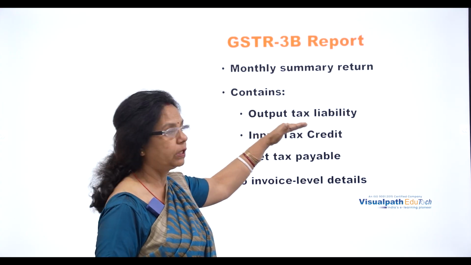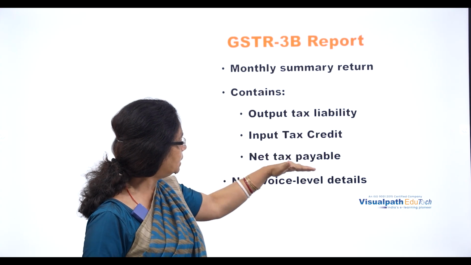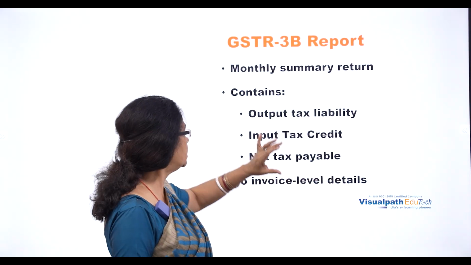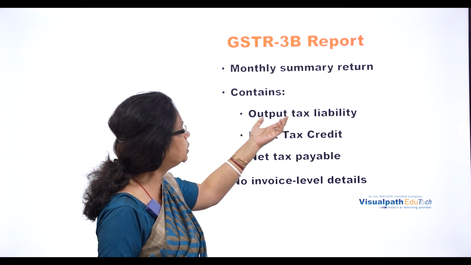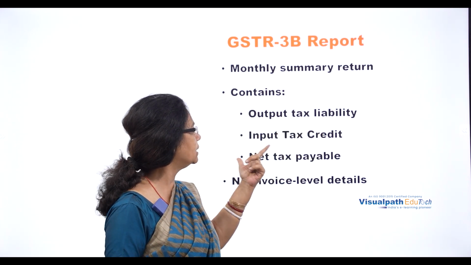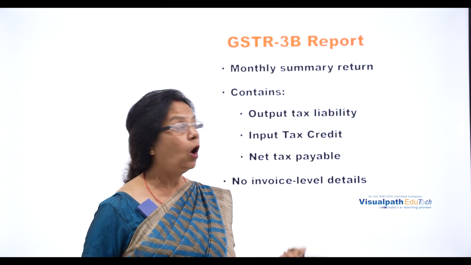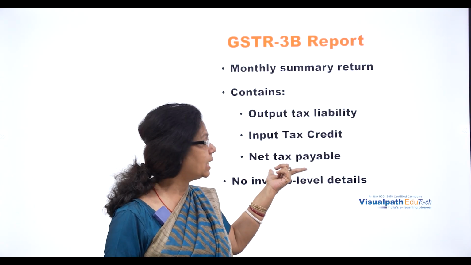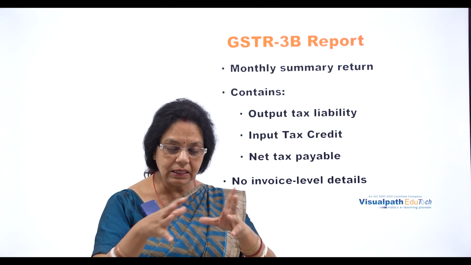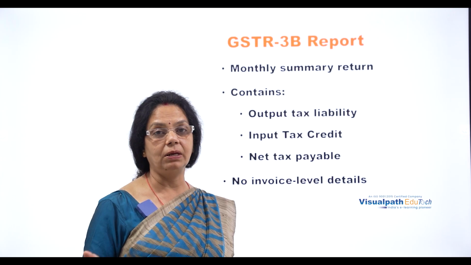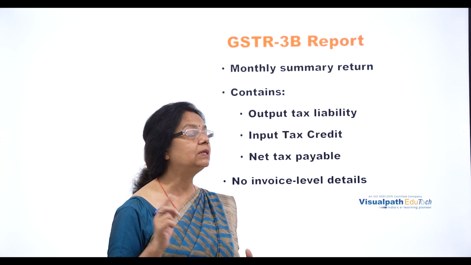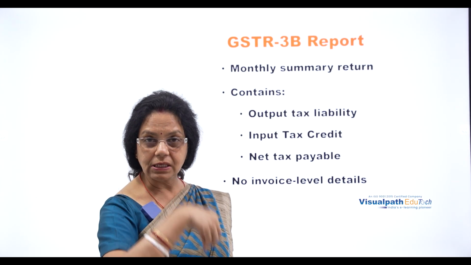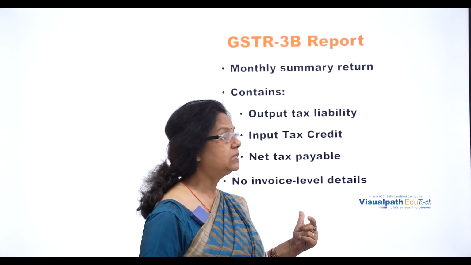It contains output tax liability. It contains input tax credit, net tax payable, no invoice level details. So it contains these three things mostly: output tax liability, input tax credit, and net tax payable. The total ultimate tax payable, what it is. It contains output also, it contains input also. Output is going outside, input is coming inside, and the ultimate is net tax payable.